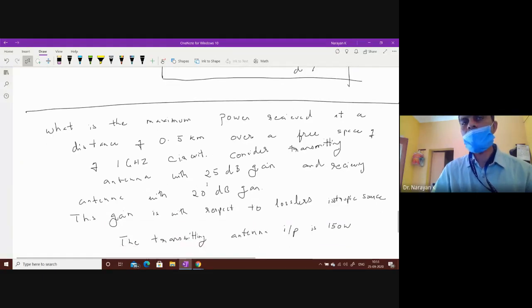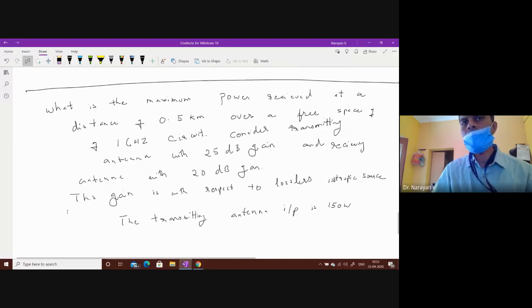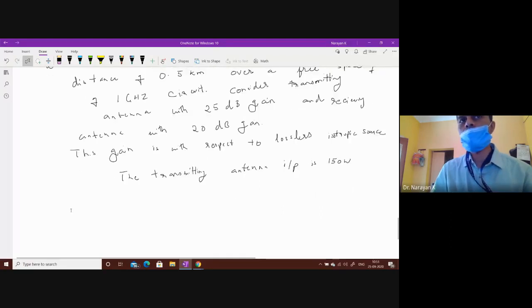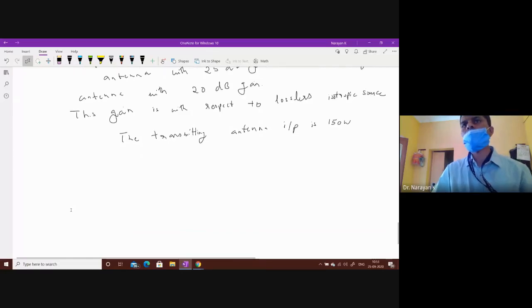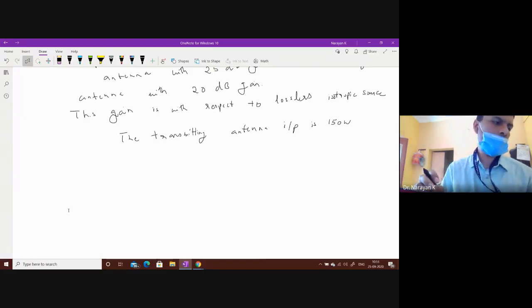Consider transmitting antenna with a 25 dB gain and a receiving antenna with 20 dB gain. The gain is with respect to lossless isotropic source. The transmitting antenna input is 150 watts.